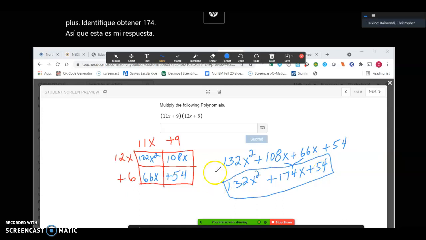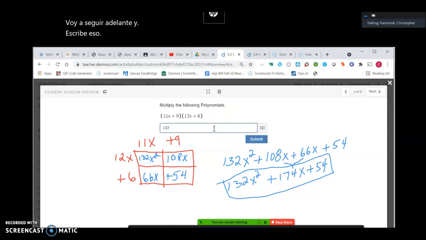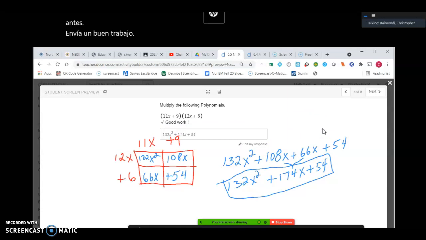So I'm going to go ahead and type that in. 132x, shift 6, squared, plus 174x plus 54. Hit submit. Good work. Now do the next example.